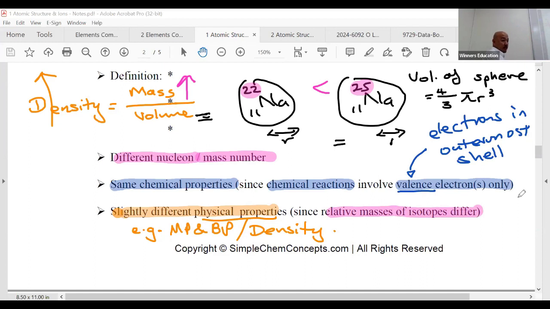Mass over volume. Look at the density. And density is a very important physical property in chemistry. Just understand that there are 2 types, 3 types of isotopes. Okay, I give you some more concrete examples. This sodium, I wrote 22, 25 randomly. If you are interested, go on Google and find out how many isotopes there are.